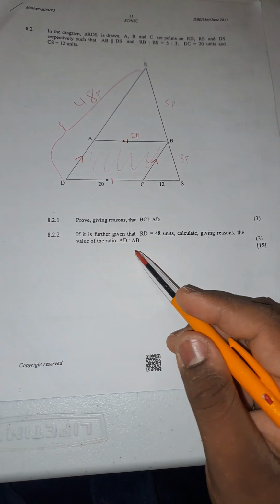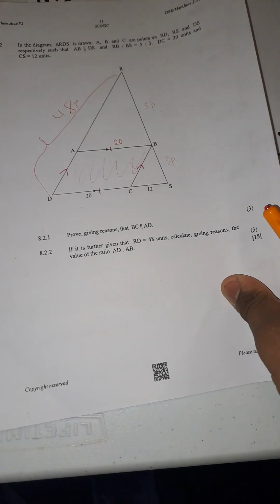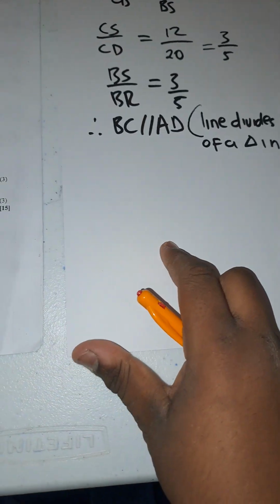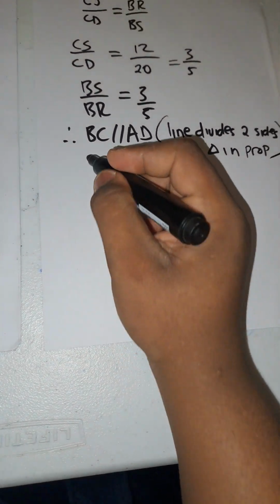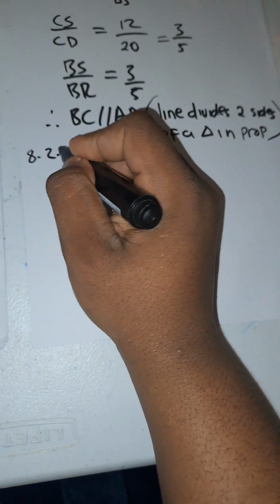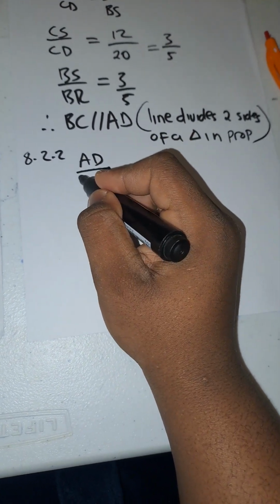So basically they want the value of AD and the value of AB, but you must represent it in ratio form. So this is how you're going to do it. So now check. I need to know AD, which you had over RD.